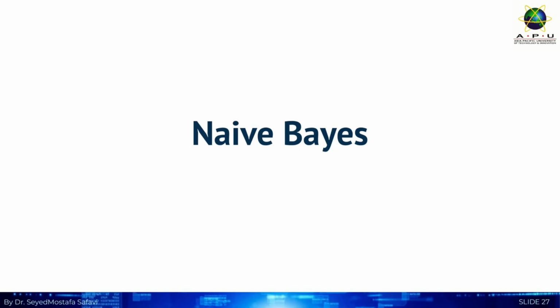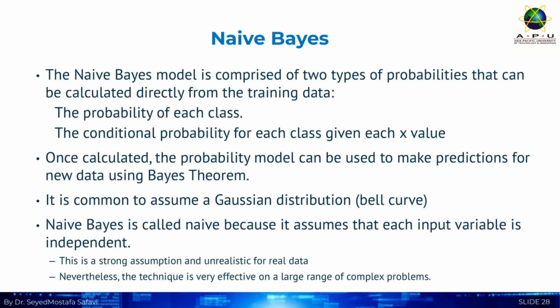It's incredibly effective anyway. The model is built on two simple probabilities calculated from your training data. The probability of each class, for example, how often spam emails appear. The conditional probability of a feature given a class, for example, how often the word money appears only in spam emails. The model uses these to predict the class for new data. Its simplicity and independence assumption mean it's lightning fast and works great on text, even though that assumption is technically naive. It's also often assumed that the data follows a Gaussian bell curve distribution for numerical features.